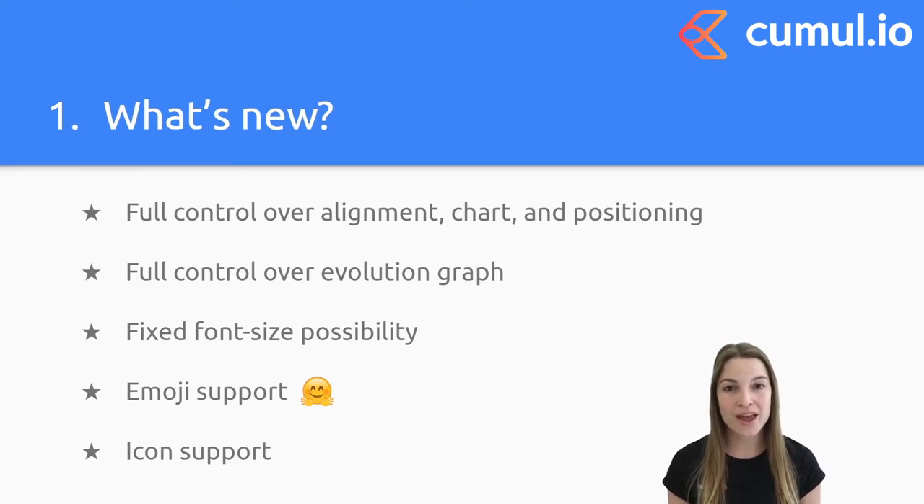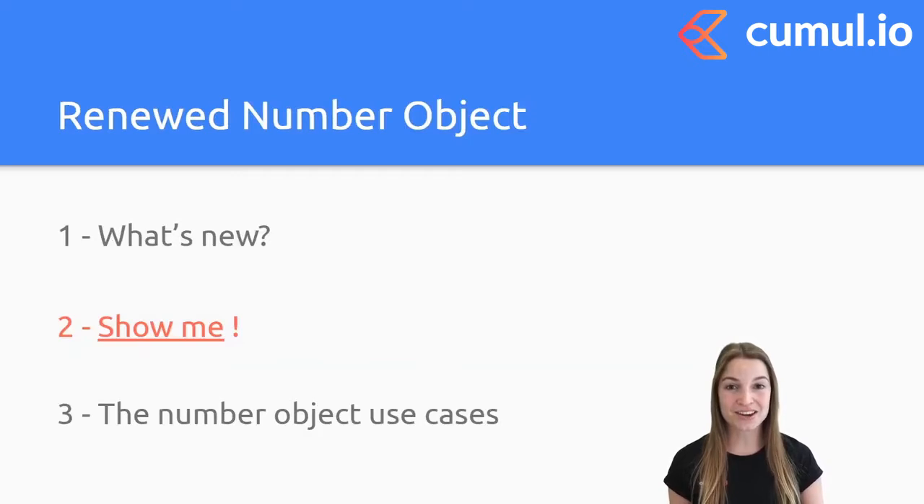Next to that, when you have added an evolution to the number chart, you can also play around with some new settings. And of course, last but not least, you can also add new things like emojis or icons, which makes it extra fun to work with the number object, and you can really customize it to your needs and as you desire. So I hope you're all excited to see what you can do and how you can do it. So let's go to Camelayo and let's get started.